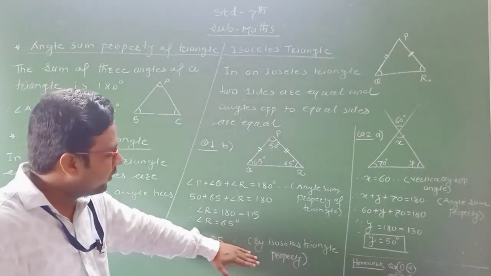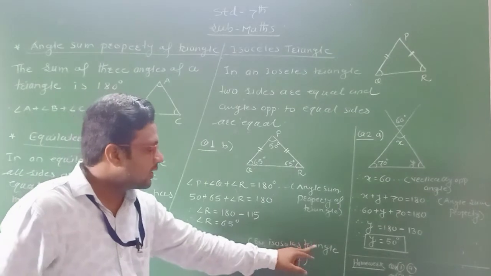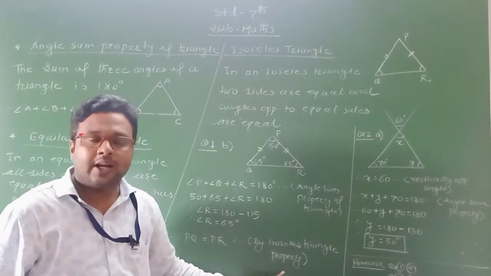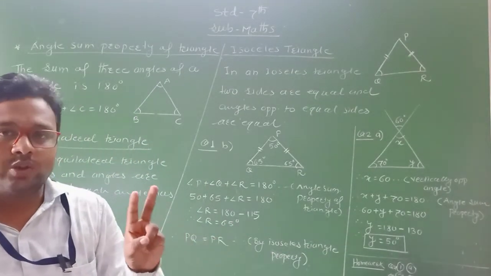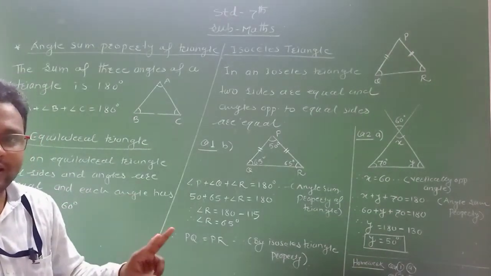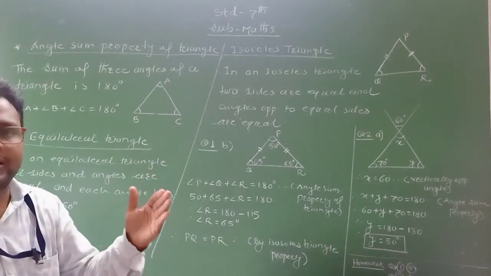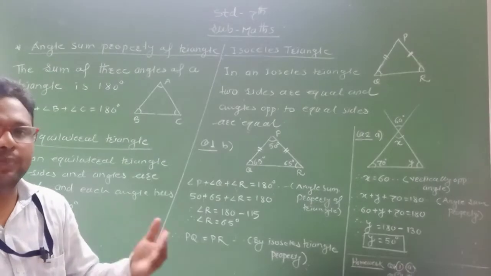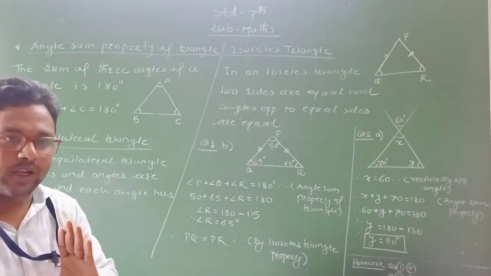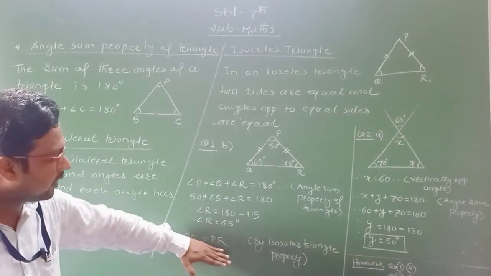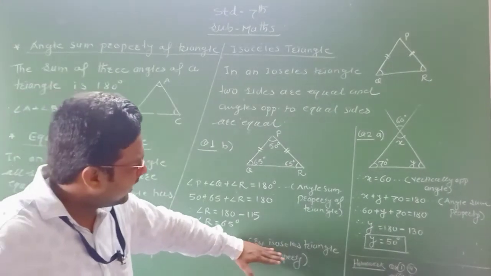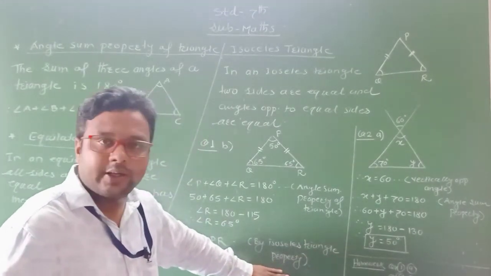Okay. According to which property? By isosceles triangle property. We know that in an isosceles triangle, two sides are equal and the angles opposite to equal sides are equal, or the sides opposite to equal angles are equal. Okay. Therefore, we write PQ is equal to PR by isosceles triangle property.